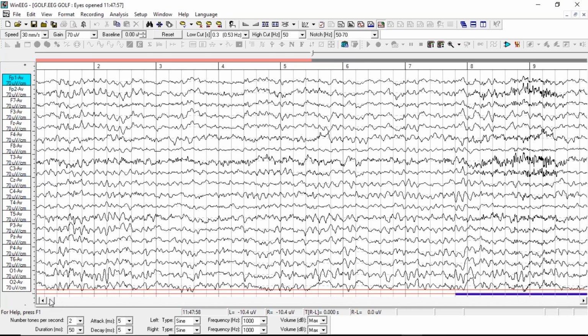And we run the QEEG, we run a baseline EEG for 10 minutes with the eyes open and 10 minutes with the eyes closed. And then we do the analysis and the interpretation of the brain waves in order to find out what this brain is telling us, what's the story with this brain and why it's not working up to par.